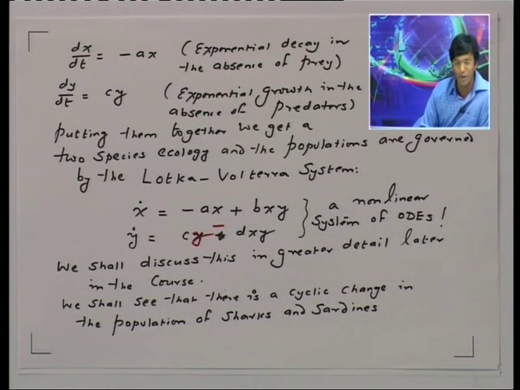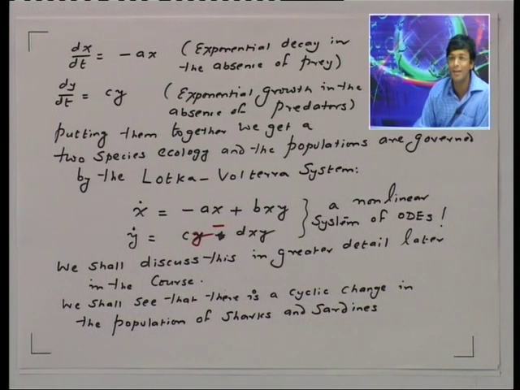One can consider cubic terms, but they will be further approximations, finer, better approximations, etc. But to a first approximation, this is the system of differential equations. X dot equal to minus ax plus bxy, y dot equal to cy minus dxy. You have a pair of non-linear differential equations.